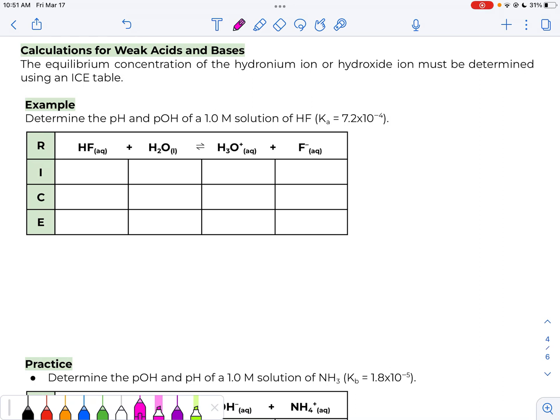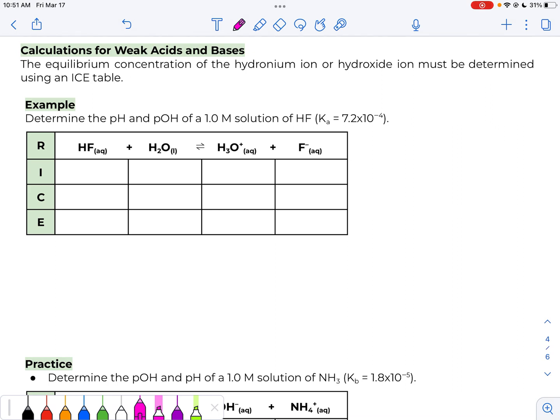Okay, so now we're going to talk about calculations. Here we go. Everyone take a deep breath. We're going to do some RICE tables. Yes. So these are equilibrium problems, which means if we want to calculate equilibrium concentrations, we've got to use RICE tables to help us out.